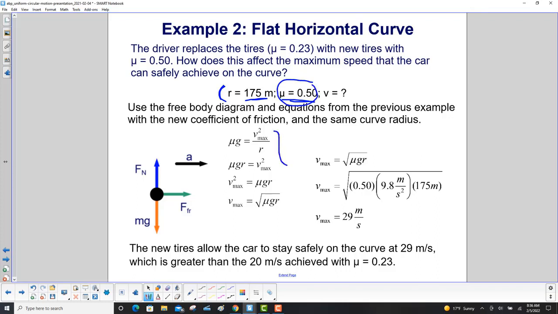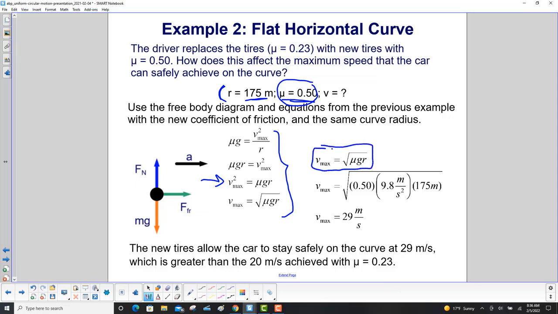So here we have from the previous slide, mu g equals v squared max over r. We want to solve that for v max. So we multiply both sides by r. Then we switch around the equation, so we put v squared on the left, take the square root of both sides, and we now have our algebraic expression.